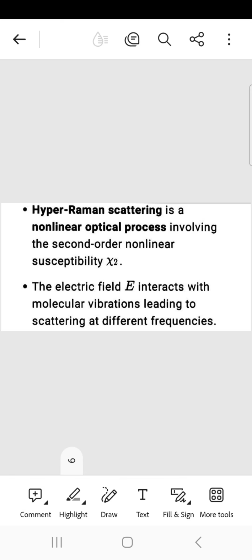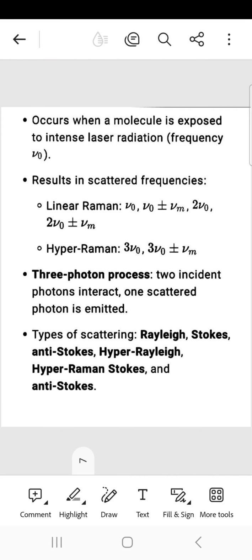Then let's discuss the next topic, hyper-Raman effects. When a molecule is illuminated with radiation of frequency nu0 from a focused giant pulse laser, it gives rise to scattered radiation at different frequencies. Hyper-Raman scattering is a nonlinear optical process involving the second order nonlinear susceptibility chi2. The electric field E interacts with the molecular vibration leading to scattering at different frequencies such as nu0, nu0 plus nu-m, nu0 minus nu-m, 2 nu0, 2 nu0 plus nu-m, 2 nu0 minus nu-m, and so on. Nu-m corresponds to Raman active vibrations of the molecules.